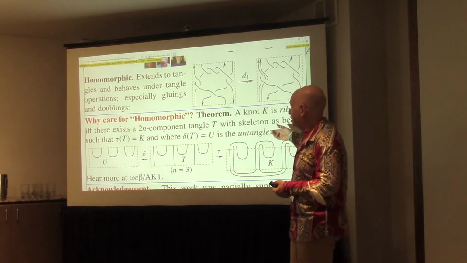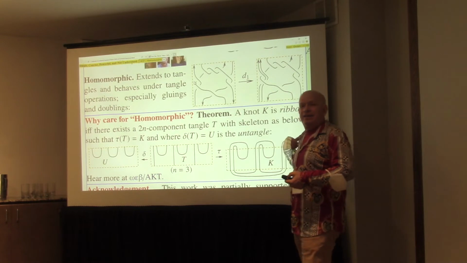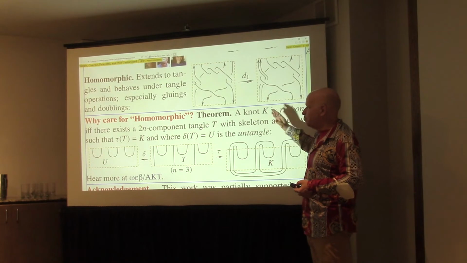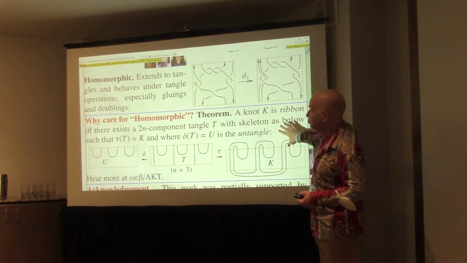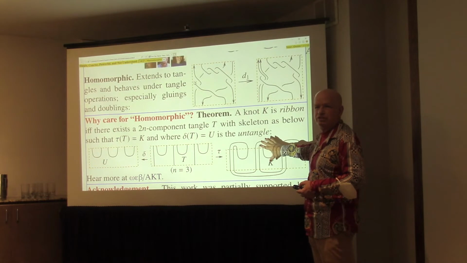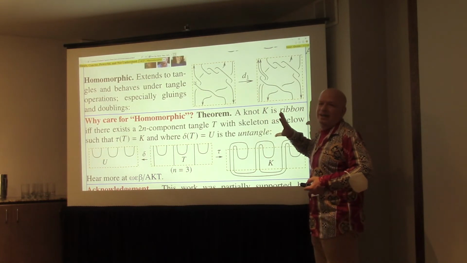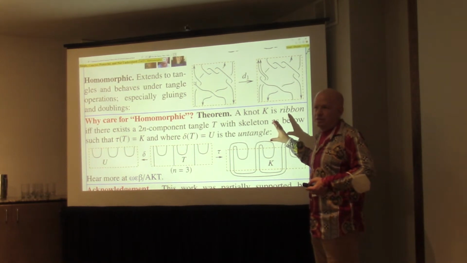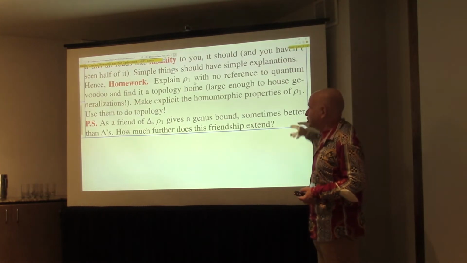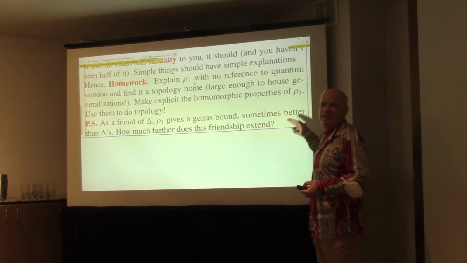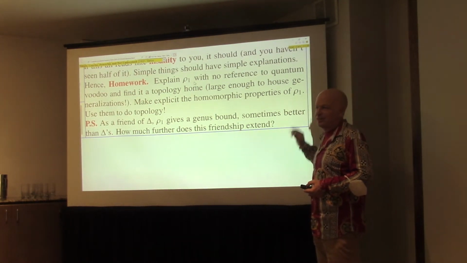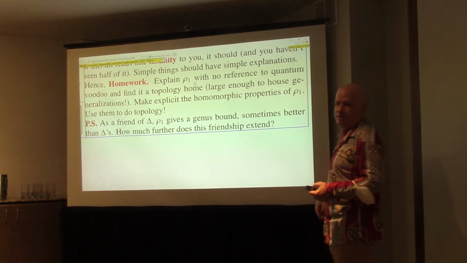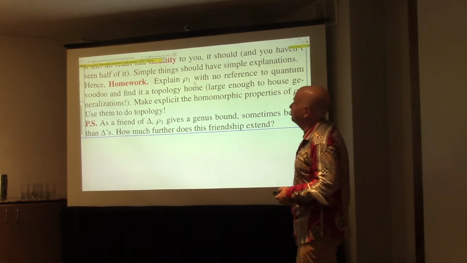And for example, knots of genus G can be defined using these operations, and also ribbon knots. And here is an example of how you define ribbon knots using these operations. So the invariant has a chance of saying something about ribbon knots. Okay? And in fact, it actually does say something about the genus. Okay? So it gives some genus bound, and sometimes it's better than the genus bound you get from the Alexander polynomial.